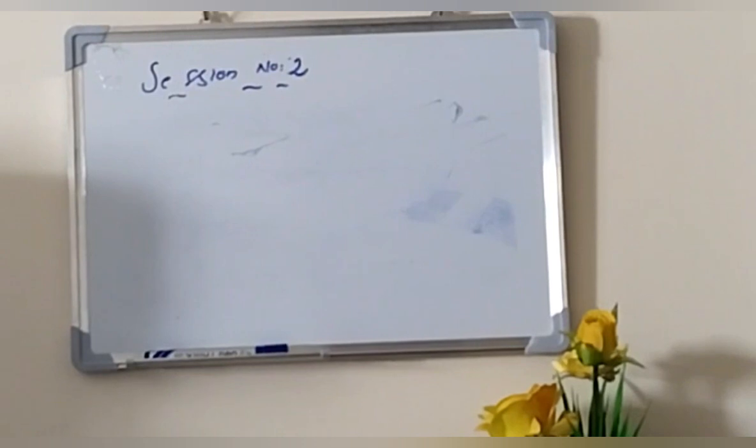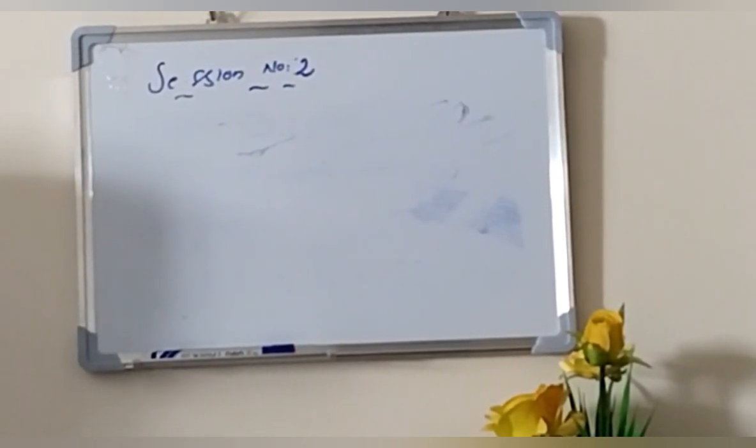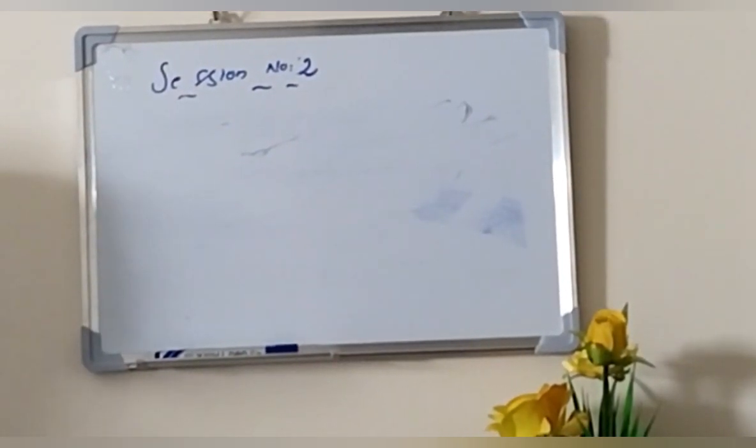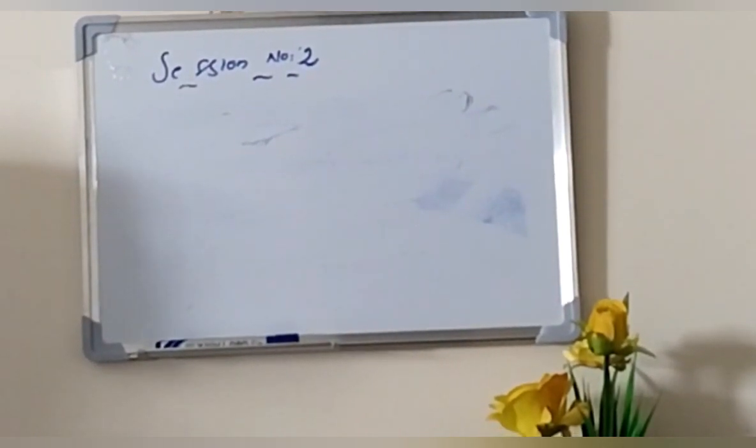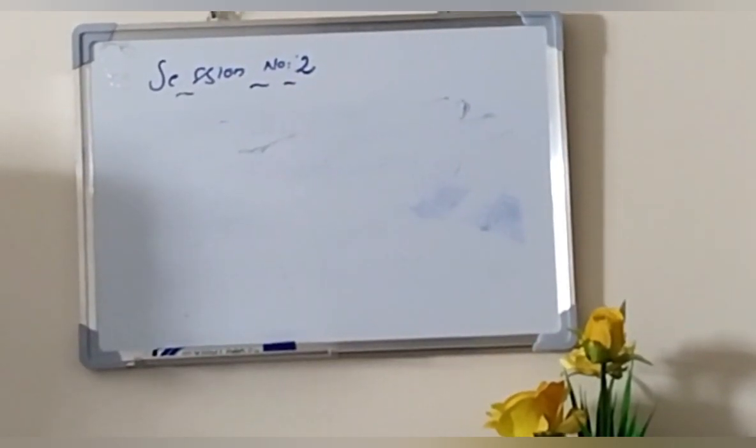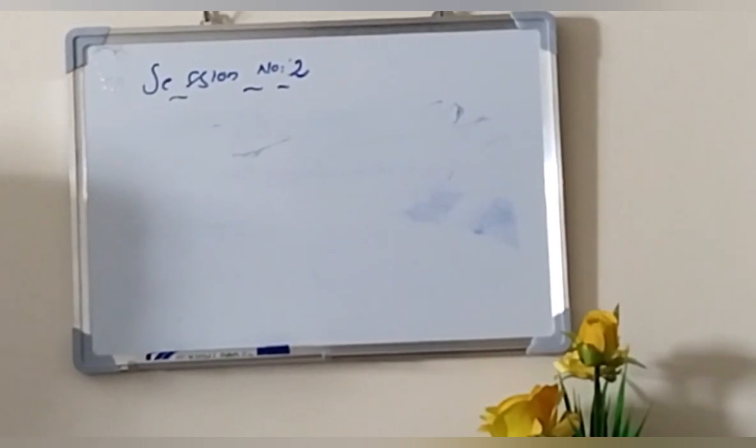In the last session, we discussed the normal values of different components of ABG. Today, we are going to discuss acidosis and alkalosis.